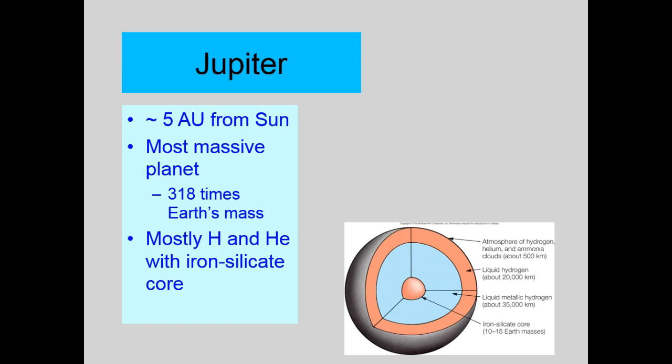So we call it a gas giant because its outer atmosphere is gas, but that's not really very thick. I mean, it may be miles and miles, which seems thick to us, but it's not that thick compared to the rest of it. Then it's liquid hydrogen, which has to be incredibly cold to be liquid hydrogen. And then liquid metallic hydrogen, which means the pressure on it is so great that it's made it more metallic in nature. And then you have an iron silicate core, and that iron silicate core alone is 10 to 15 Earth masses. This is one big planet.